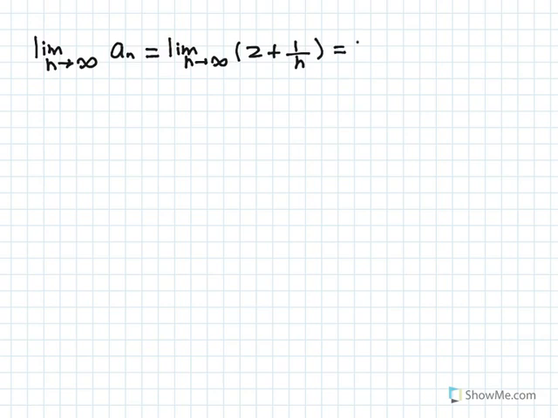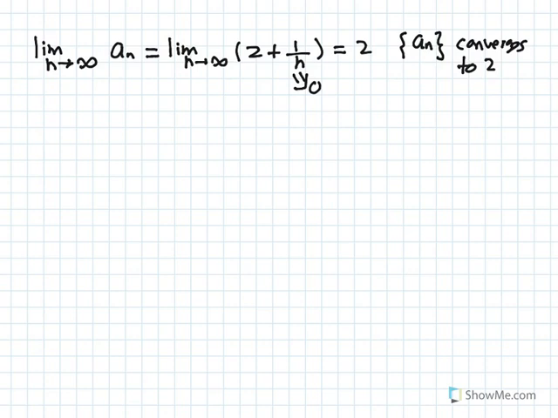So to do that, we just take the limit as n goes to infinity. The limit as n goes to infinity of a_n is equal to the limit as n goes to infinity of 2 plus 1 over n, which is equal to 2, because 1 over n approaches 0 as n goes to infinity. So we say the sequence a_n converges. It converges to 2.